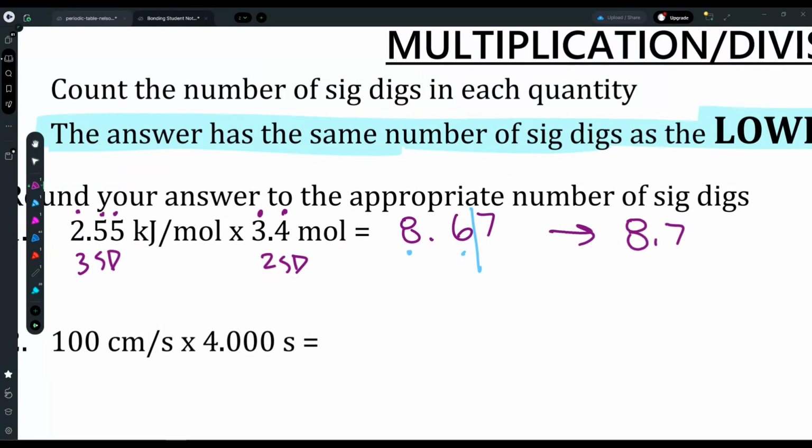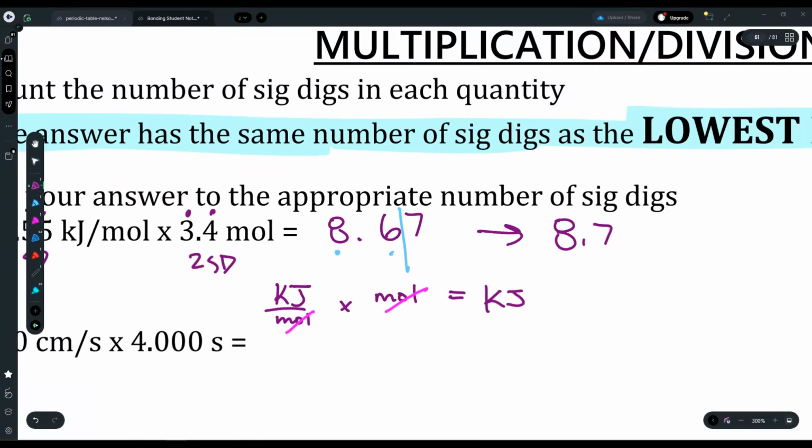Now, what's going to happen with the units here? If you wanted to do something called unit analysis, I'm just going to write the units, I'm not going to worry about the numbers. So we got kilojoules per mole, and we multiplied it by mole. Unit analysis basically just says if you have the exact same thing on the top and the bottom, they're going to cancel out. Notice how we have the exact same thing in the numerator and denominator. That means they cancel out. So that means our units are kilojoules. So this is 8.7 kilojoules.